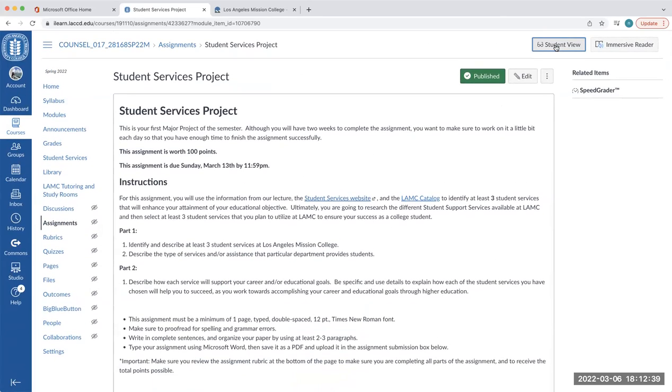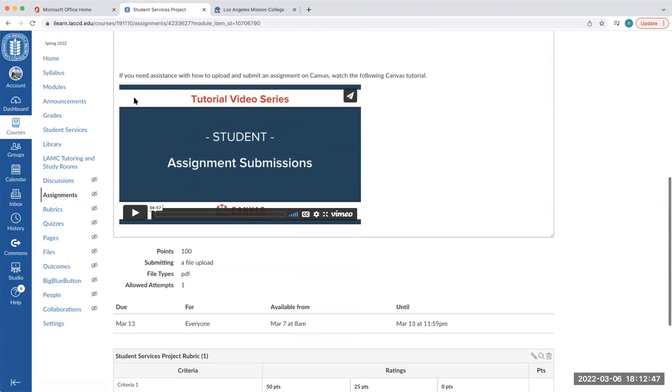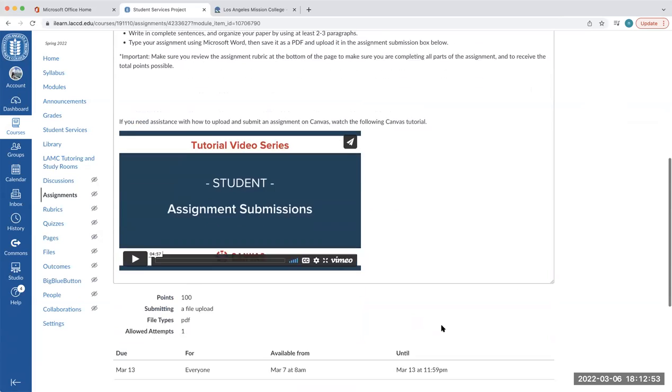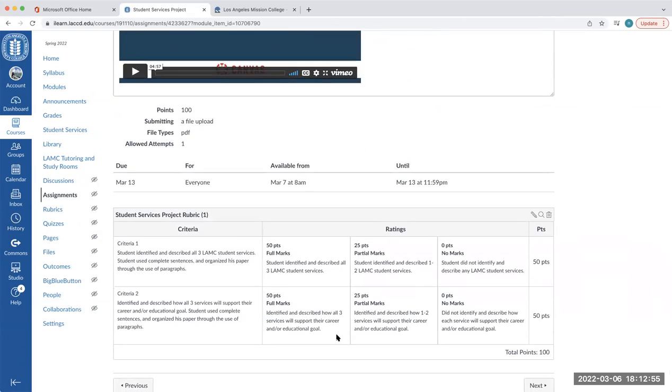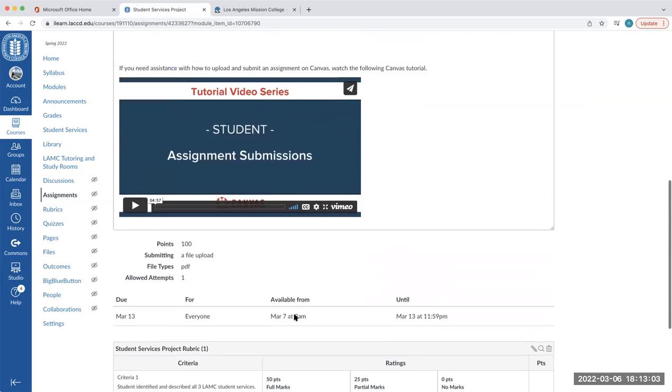Oh, it's not going to let me do student view, excuse me. Okay, if you need help learning how to submit the PDF, there is a little tutorial video at the bottom of the instructions that will show you. And if you want to know exactly how to get those full 100 points, I have a rubric here that explains exactly how you can get your full 100 points.